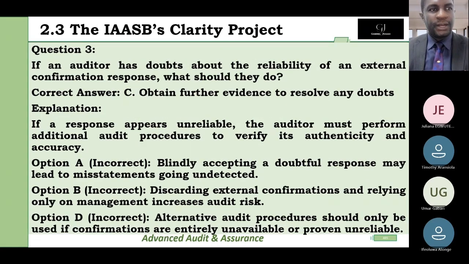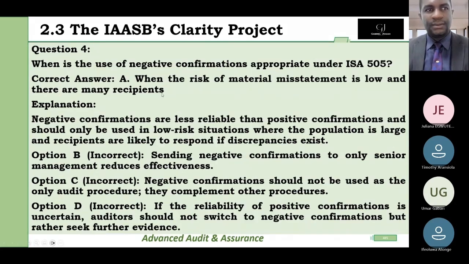Okay. All right, number 3. If an auditor has doubts about the reliability of an external confirmation response, what should they do? C. Wow, everybody got it. Shows we are really understanding the standards. Good. Okay, so the explanation. I'm reading the explanation because it will help you to remember. If a response appears unreliable, the auditor must perform additional audit procedures to verify its authenticity and accuracy. Exactly.